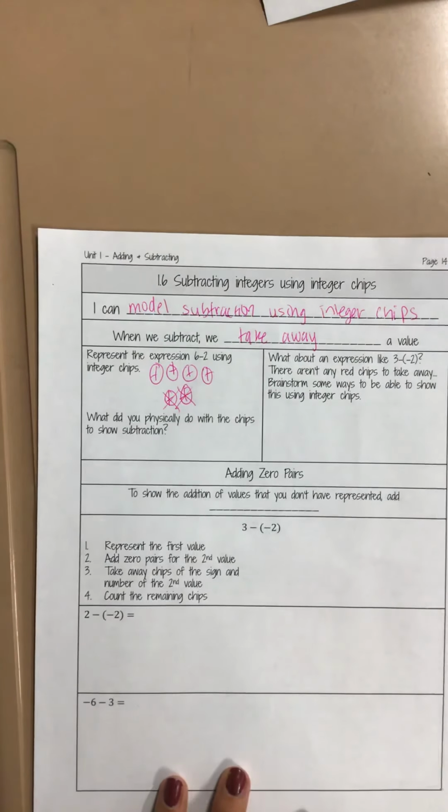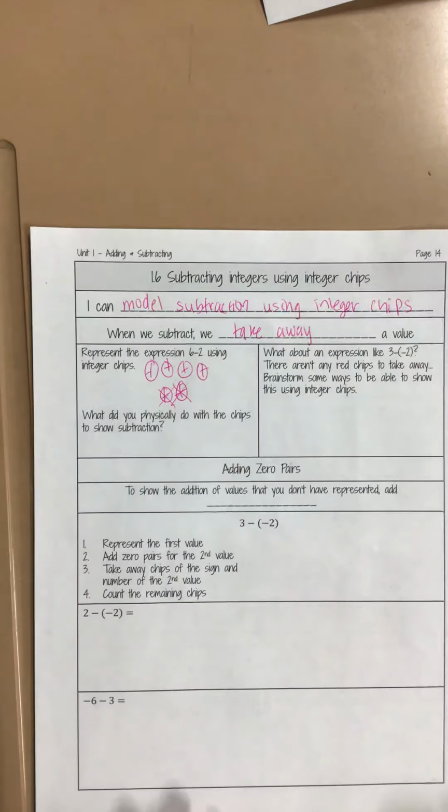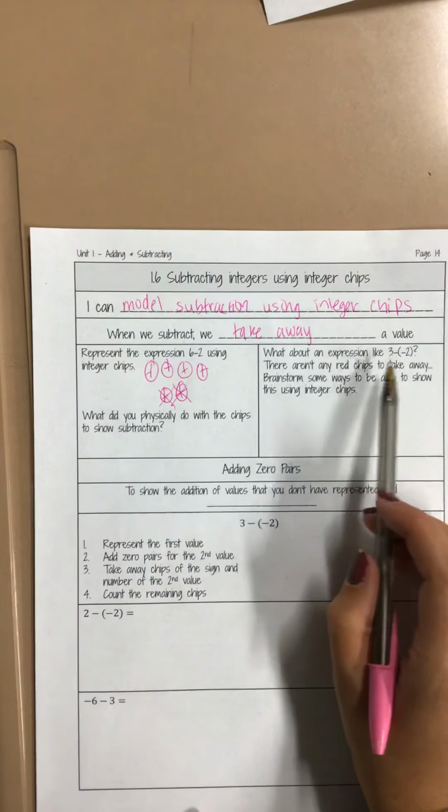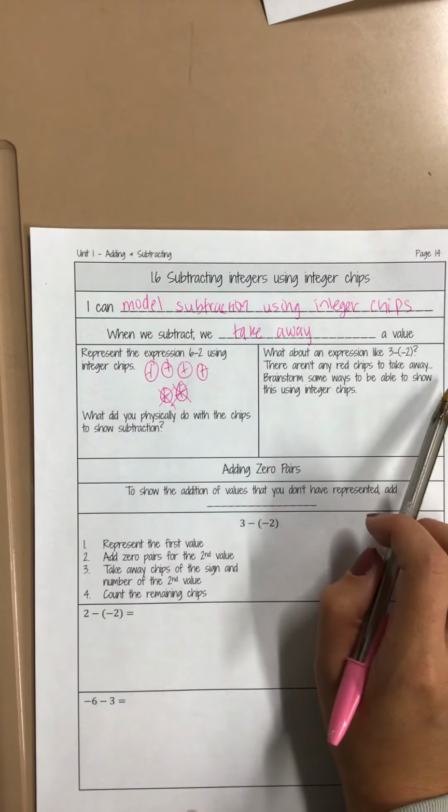It says, what did you physically do with the chips? If we physically had them, we would just take away those 2 chips. That's why we say take away when subtracting. But then it says, what do we do with 3 minus negative 2? There aren't any red chips to take away.